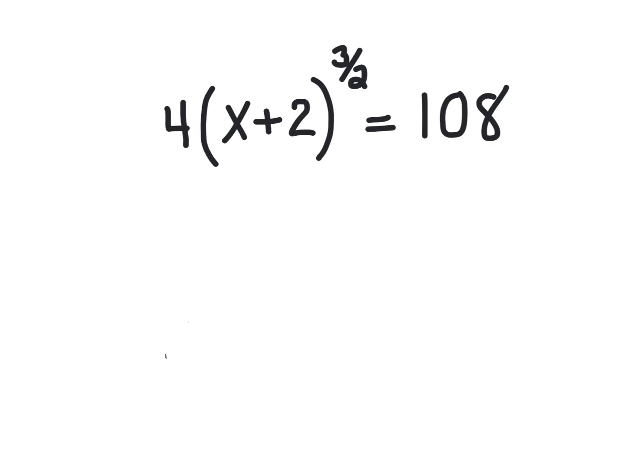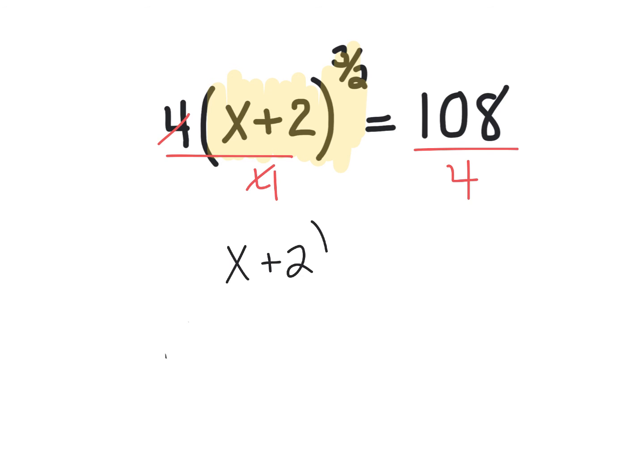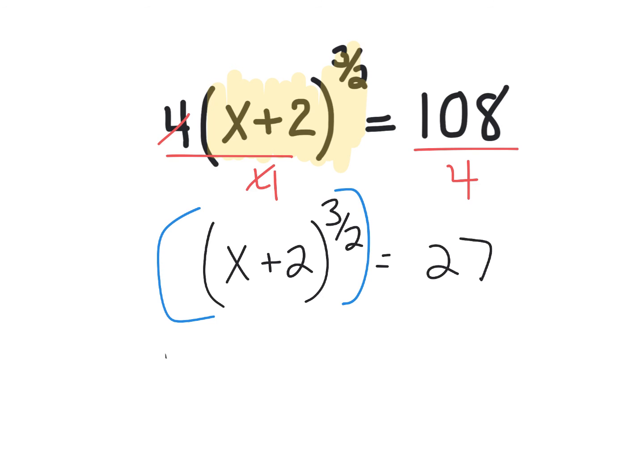Let's do an equation that contains rational exponents. So your goal this time is to get this (x plus 2) to the 3 halves by itself. So you need to begin by dividing both sides by 4, which gives you (x plus 2) to the 3 halves equals 27. Now to get rid of that 3 halves power, what you do is you raise it to the reciprocal, which would be to the 2/3 power.